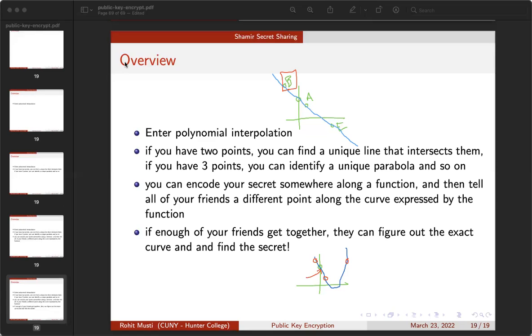Can I see some thumbs up in the chat if folks feel like they understand this polynomial interpolation and Shamir secret key sharing?